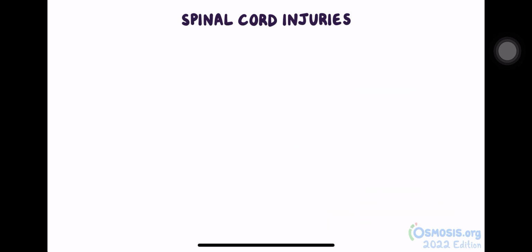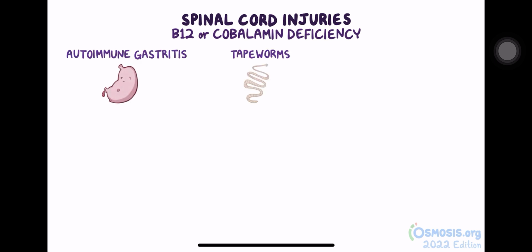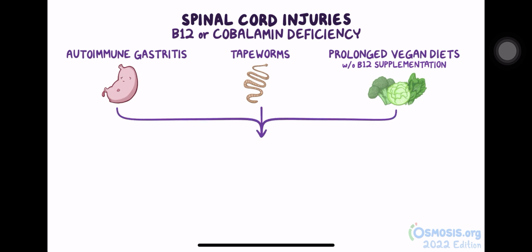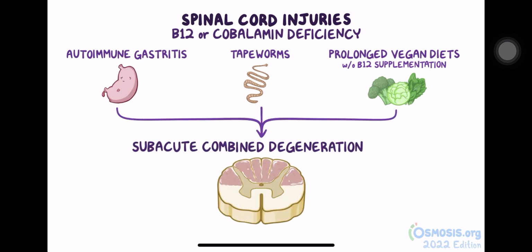The dorsal columns can also be affected by vitamin B12 or cobalamin deficiency, which can result from autoimmune gastritis, tapeworms, or prolonged vegan diets with no B12 supplementation, and results in neurological dysfunction called subacute combined degeneration, or SCD.